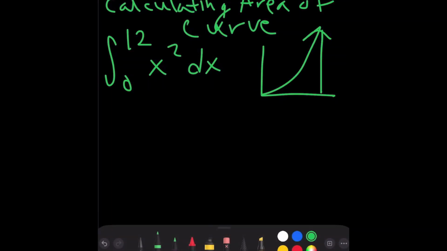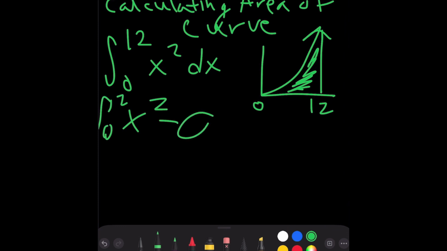So now we'll be calculating the area of a curve. So let's say we have the integral from 0 to 12 of x squared dx. This is our graph on the right, 0 to 12, and we are trying to find the area right here. So to find the area, we must do top minus bottom, which is x squared minus 0, since there is no other function that we are subtracting.